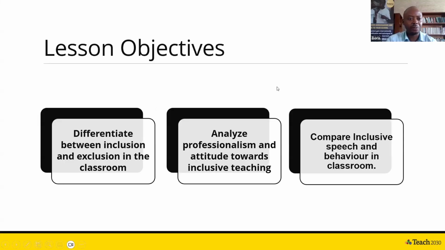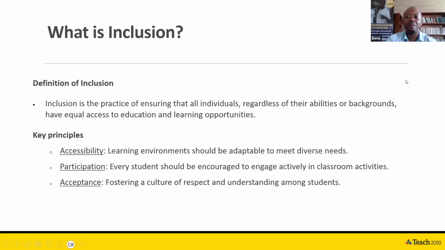Sarah has already introduced our theme for our workshop, which is inclusion. And in today's workshop, we have the following objectives. We will be differentiating between inclusion and exclusion in the classroom. We are also going to be analyzing and sharing some professional behaviors and attitudes to ensure an inclusive classroom. And we're going to be comparing inclusive speech and behavior, which we have to promote in our classroom. So those are our objectives, and we are going to start right away.